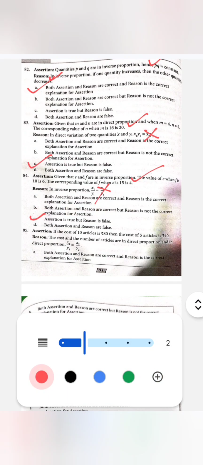Now question number 85. If the cost of 10 articles is rupees 80, then cost of 5 articles is equal to how much? Obviously that is rupees 40, that is correct, but you can find out your answer like this. So here y2 is equal to 5 into 8 is equal to 40. Some of the students are not so good in calculation, so they can use this process. Okay. 40. Okay, so here that assertion is true.